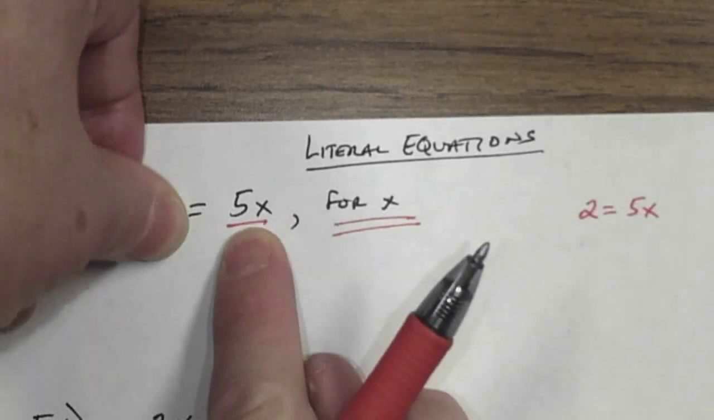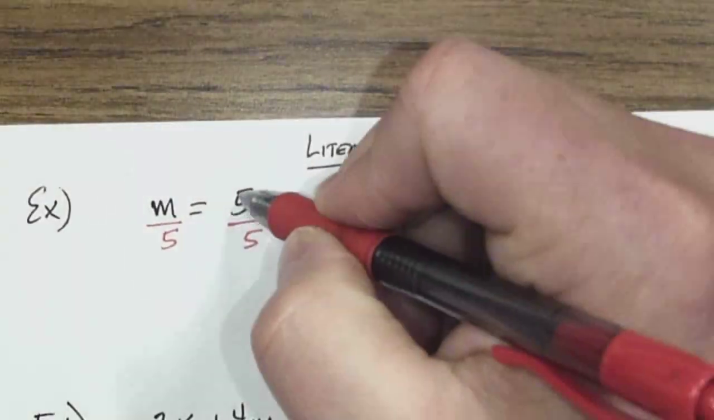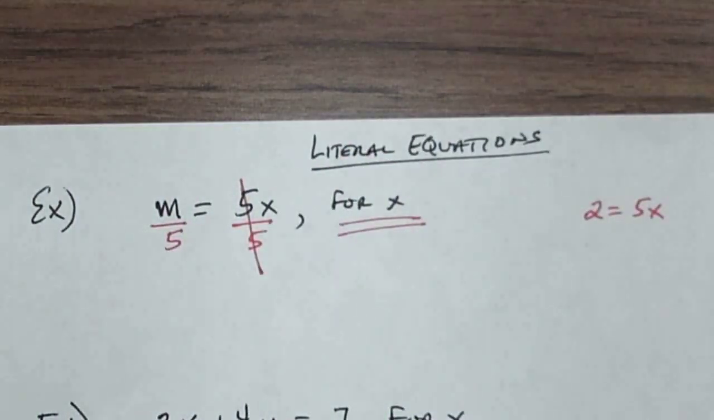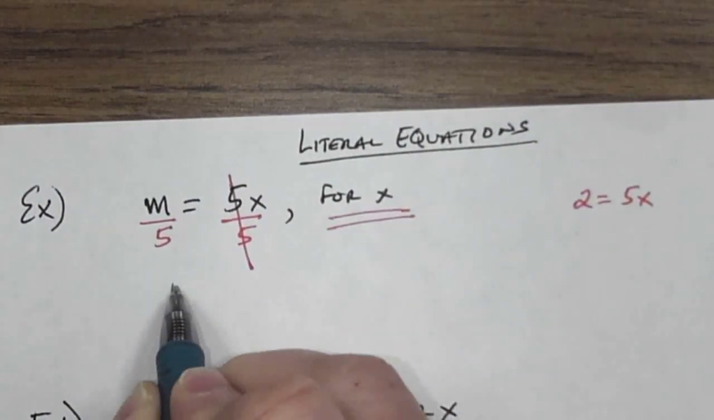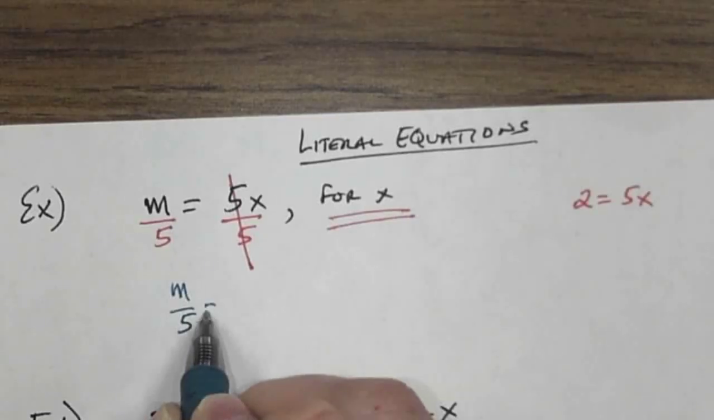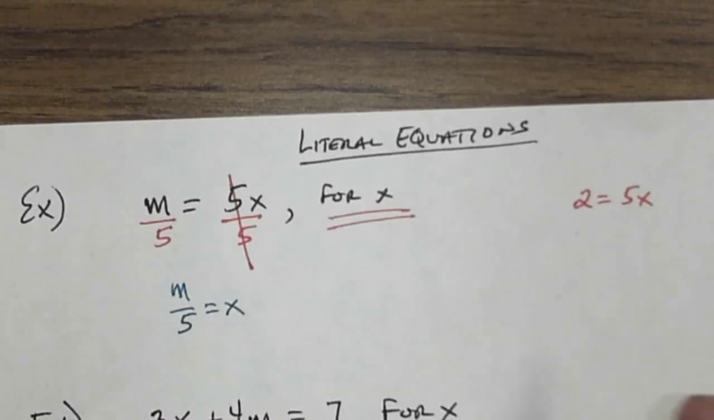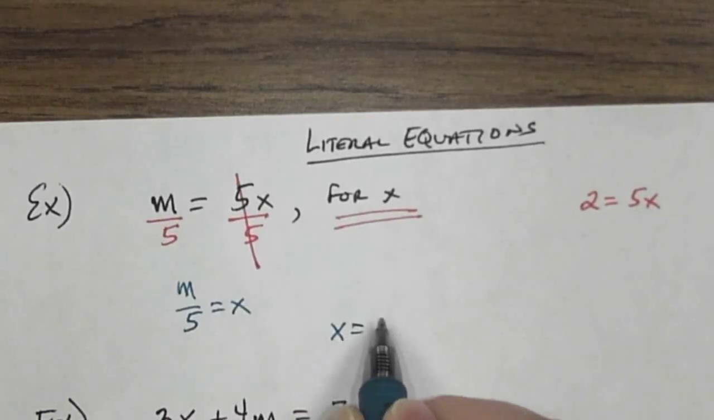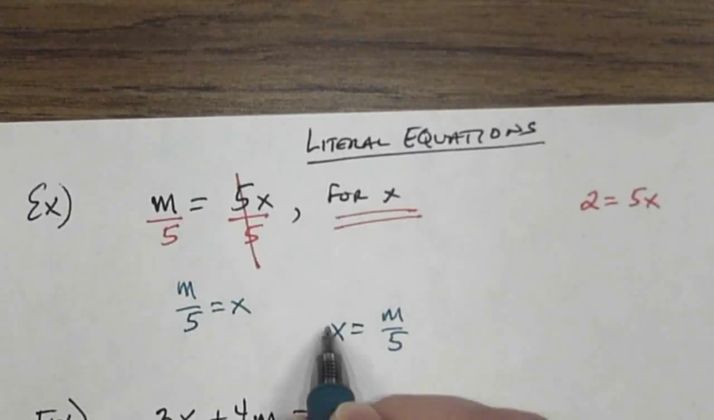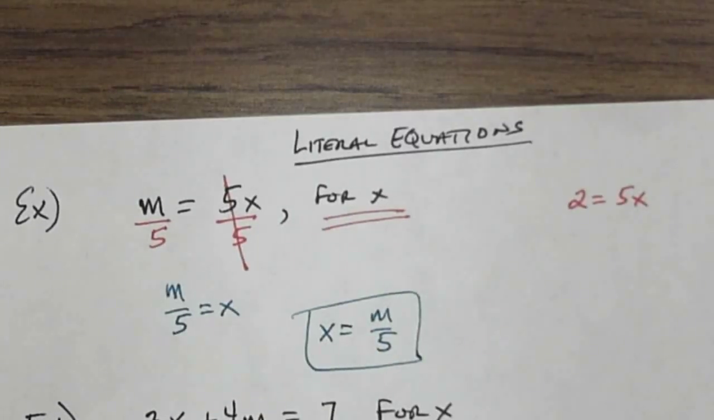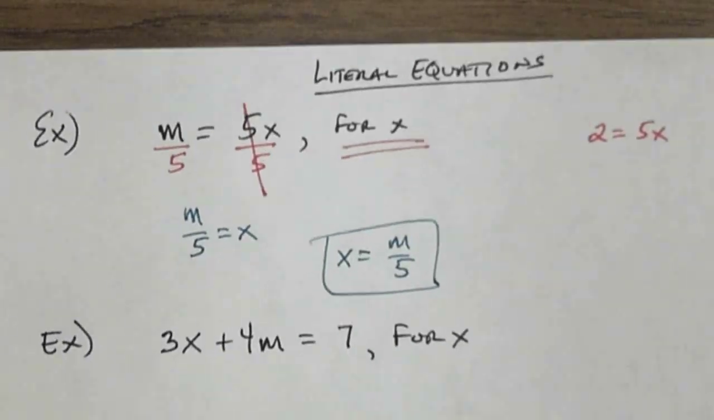And what do I do to x? I divide. This cancels out, and we get the equation m over 5 equals x. And that's our answer. I would prefer you write x equals m over 5 that way, but that's our answer. What do we do to get x by itself?